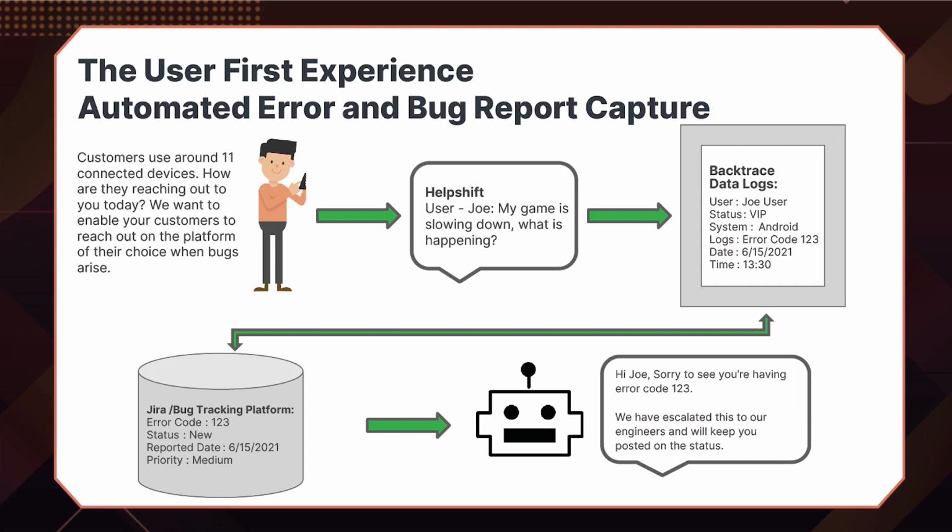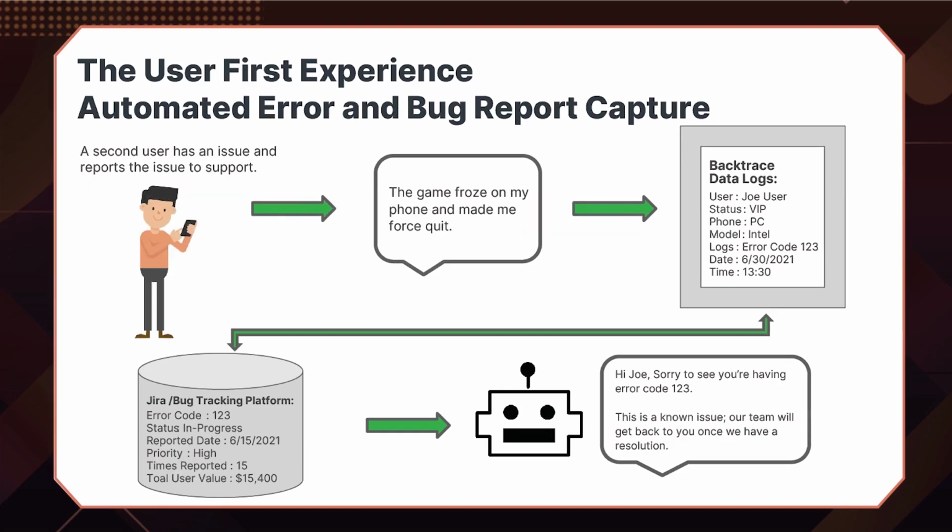What was the error code, the date, time with the Jira? We created a Jira and we were able to have the bot automatically communicate with the user saying this is a new issue. With the second experience, it was a desktop player. We saw that they were on a PC. It was Intel based. Again, same error code and same information was passed through. And again, the bot was able to respond.